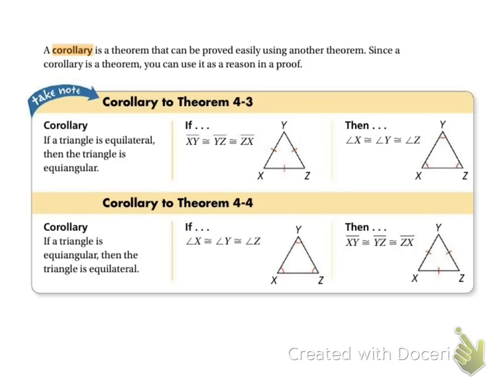The corollary to theorem 4.3 means you can use the 4.3 theorem, which is our isosceles triangle theorem. It says that if all the sides of a triangle are congruent, then all of the angles are congruent. And the corollary to 4.4, which is the converse of the isosceles triangle theorem, says if all of the angles are congruent, then all of the sides are congruent.